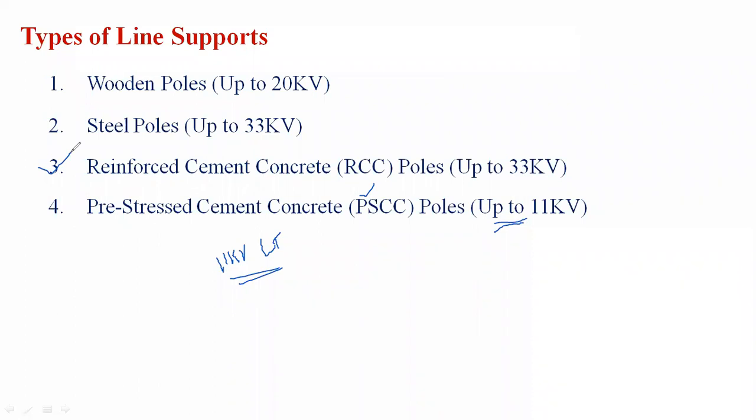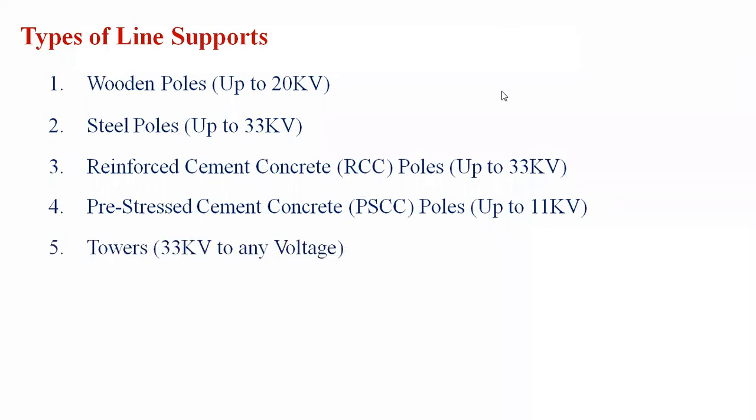But this is preferred up to 11 kV, that is LT line. And the last one is the tower. Generally, what are the drawbacks in the wooden pole, steel pole, RCC pole, PSC pole? Those are overcome in the towers.